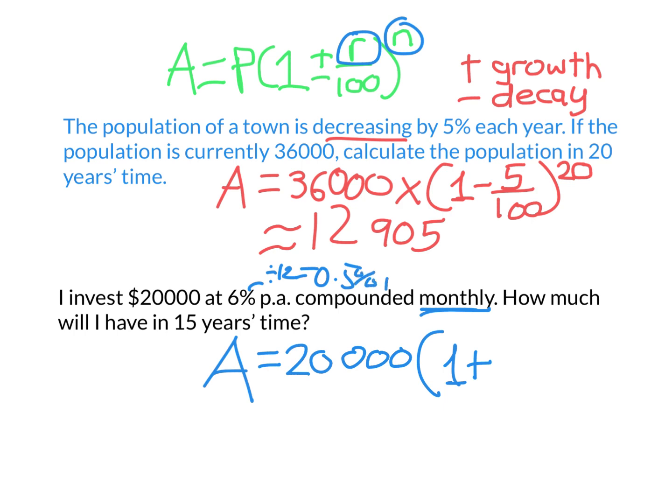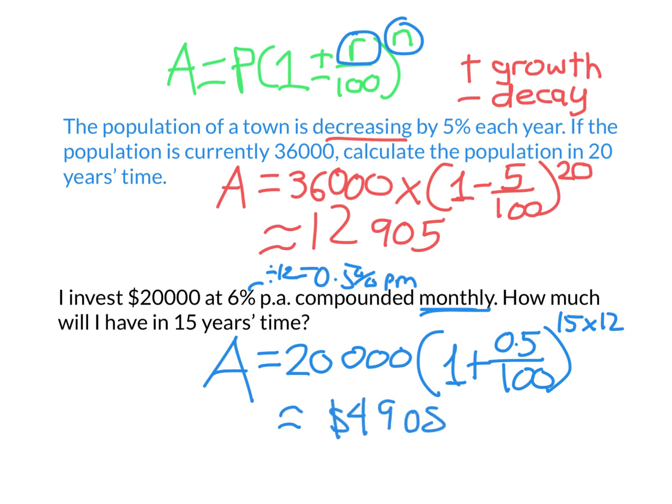So in this formula, I'm going to substitute R for 0.5. And n will be the number of months. So in 15 years, there are 15 times 12, or 180 months. And so to the nearest dollar, we get about $49,082. So the more frequent the compounds, the more money you have.